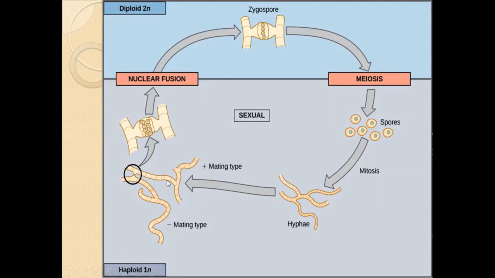Two different hyphae may mate with each other and form a zygosporangium structure, which contains multiple nuclei. The multiple nuclei fuse with each other, which we call nuclear fusion. The upper part is the diploid part, and the lower part is the haploid part. Looking at the picture, we can see that the haploid part of the life cycle is much longer in this particular case than the diploid part.